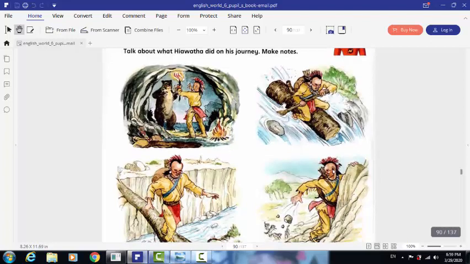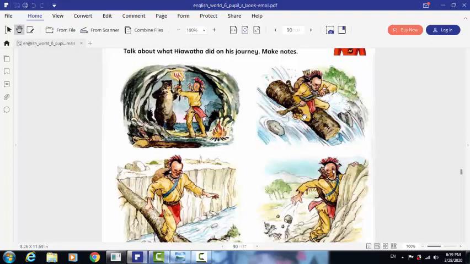Let's talk about the second picture. On the next day, where did Hiawatha travel? As you see here, what is that? He traveled down a river, Nahar. How did he travel? He traveled on a log. This is called a log. He traveled on a log.